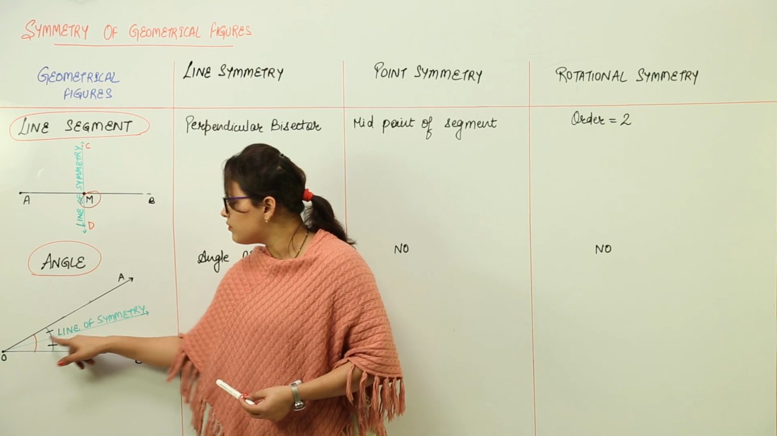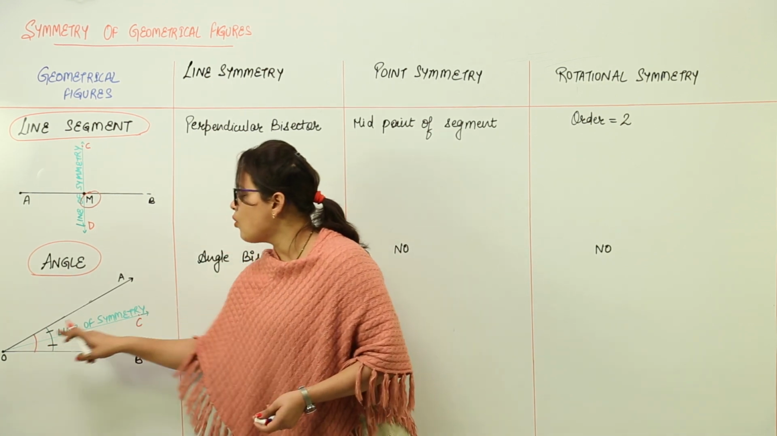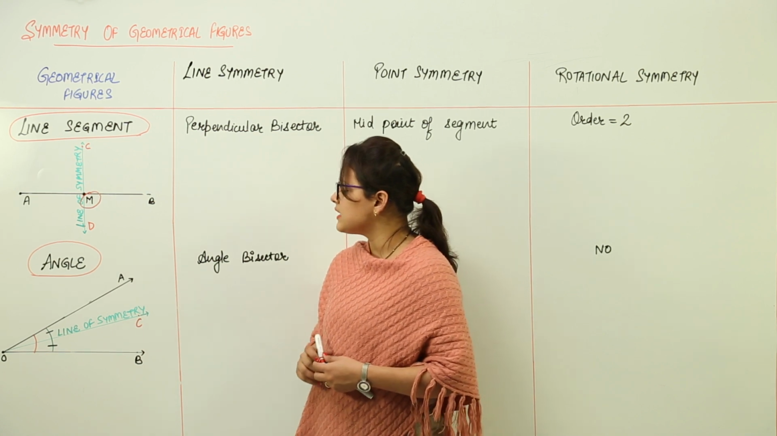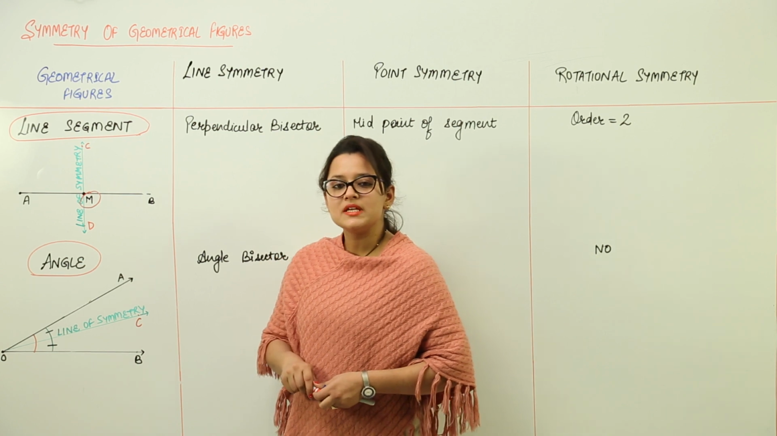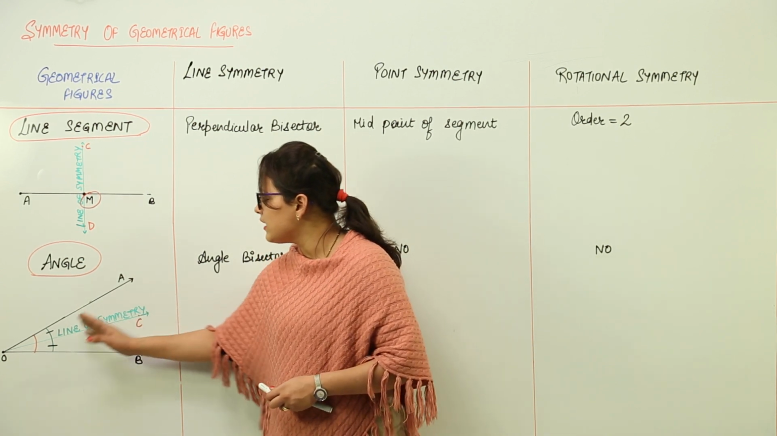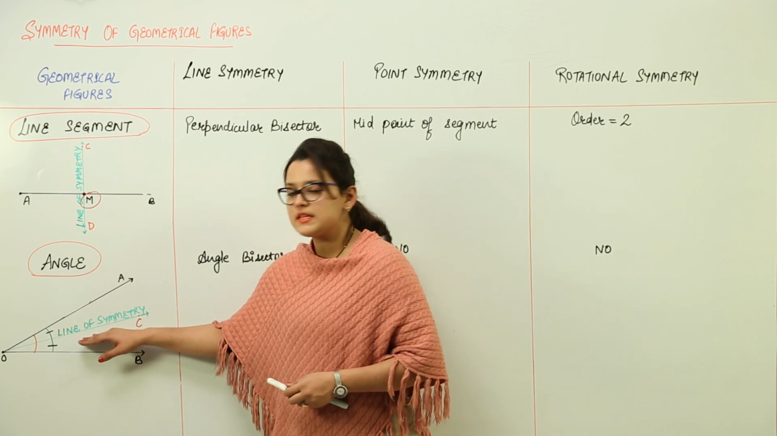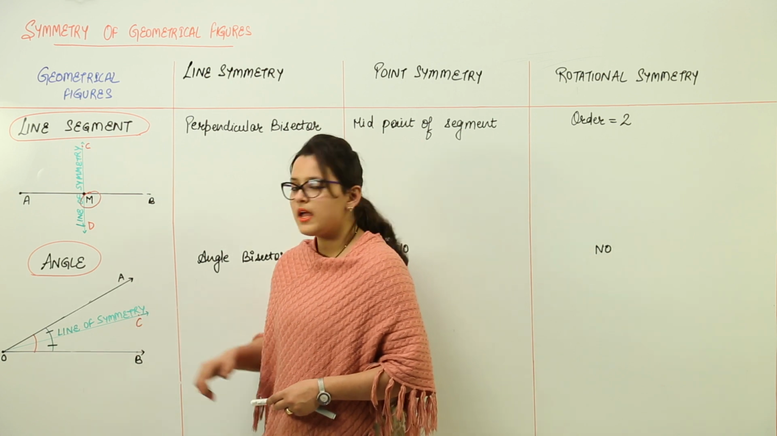Now this green line over here, let us name it OC. Now OC is the line, you can say, that is the bisecting of the angle, right? So we can say that OC is the angle bisector of angle AOB, and this angle bisector line is the line of symmetry for this angle.